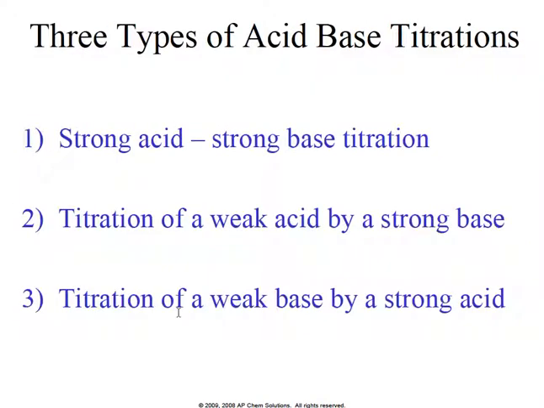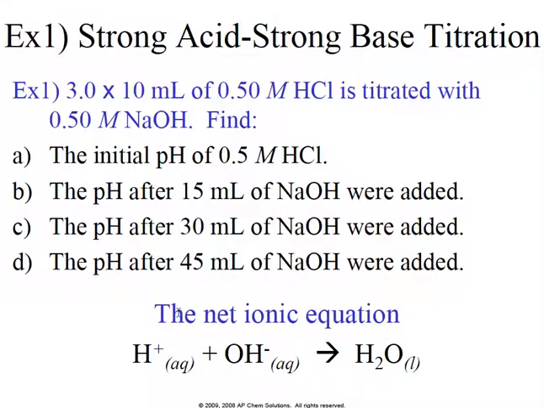So there are three types of acid-base titration. There's a strong acid, strong base, which is the easiest one. There's a titration of a weak acid by a strong base, and a titration of a weak base by a strong acid. Either of those will work. It's fun. It's really good. So, a strong acid-base titration.